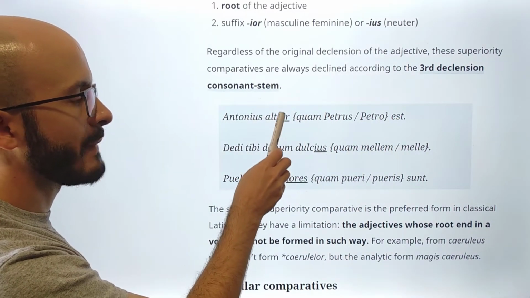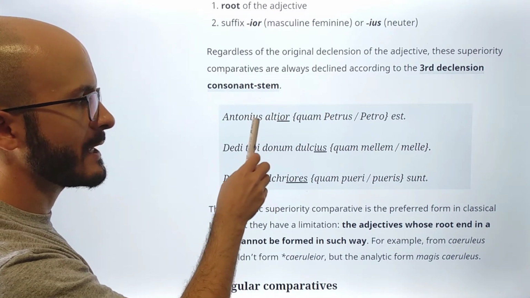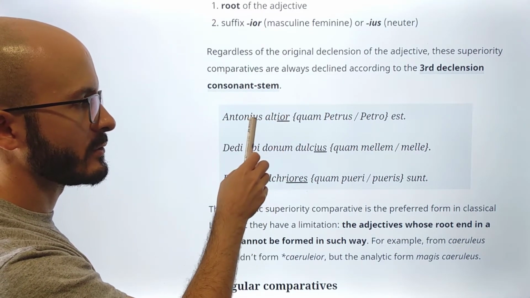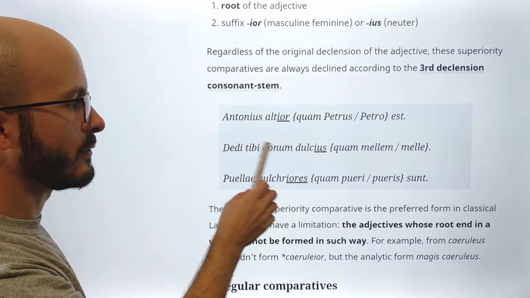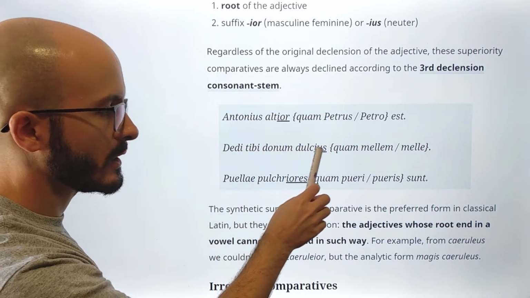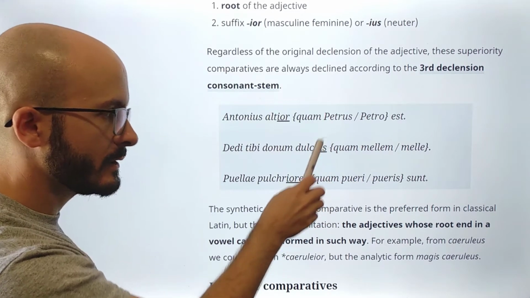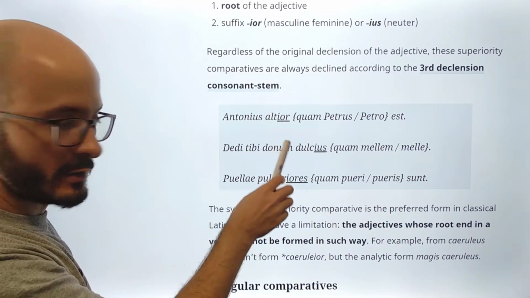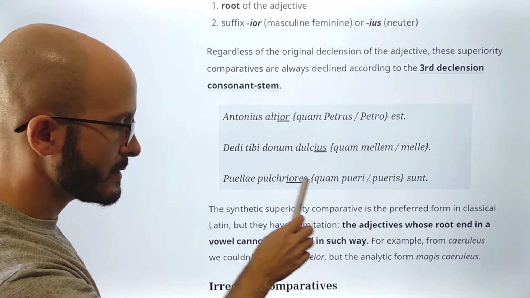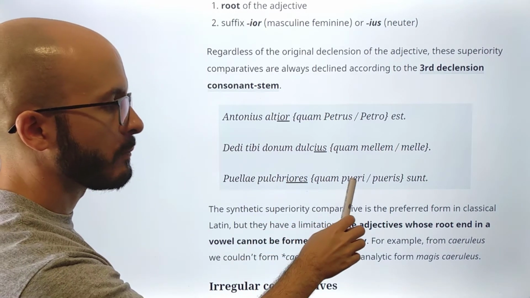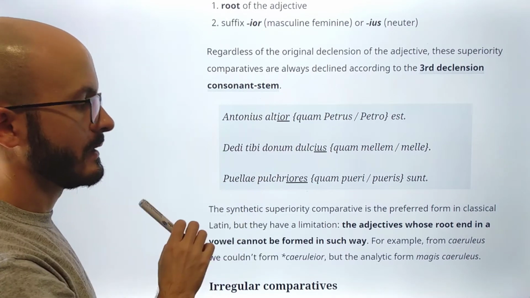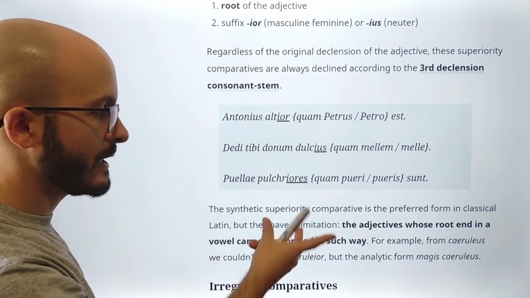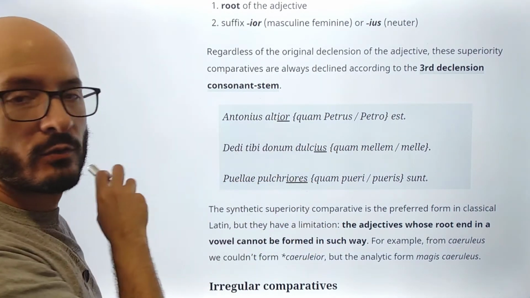So this is masculine because Antonius is masculine, nominative because Antonius is nominative, and singular because Antonius is singular. Then dedi tibi donum dulcius. This is neuter because donum is neuter. And now, puellae pulchriores quam pueri, or pueris, sunt. So, because puellae is nominative plural feminine, then we need nominative plural feminine.